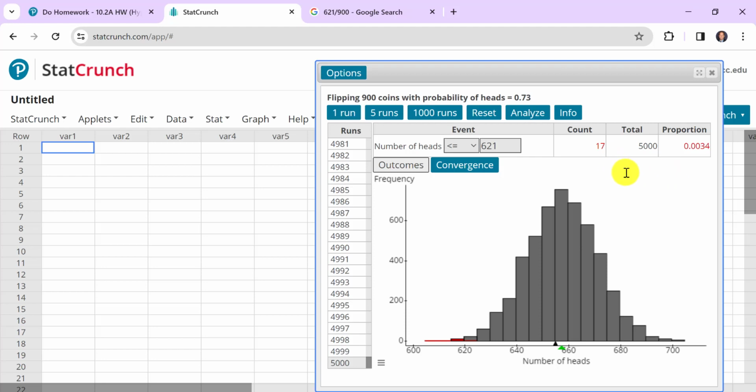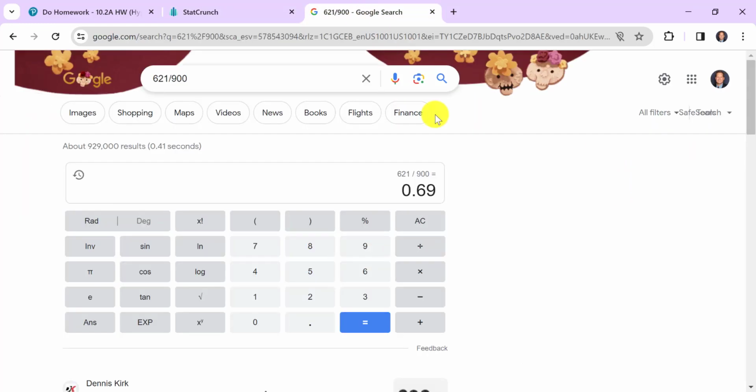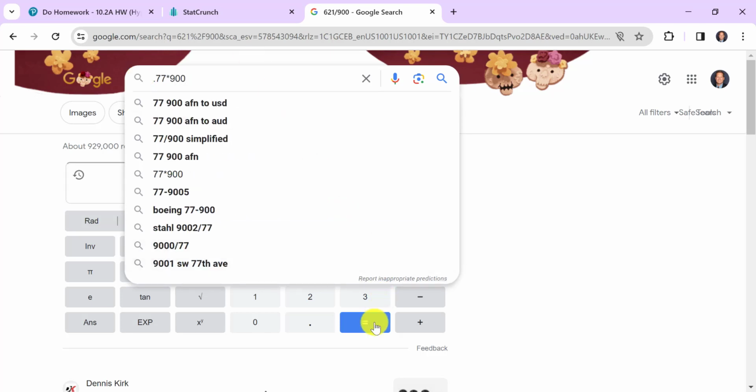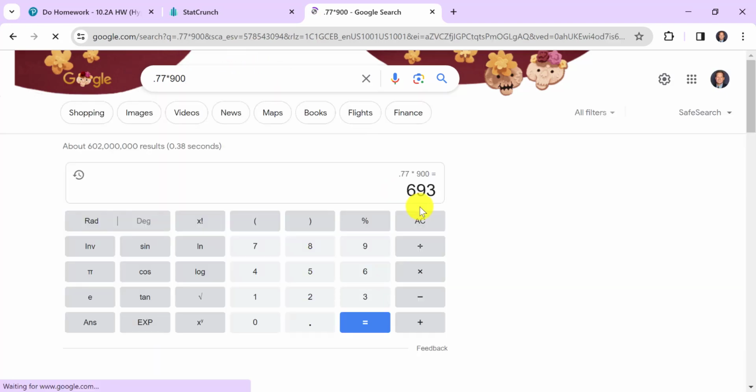That's great. But it's a two-tailed test. So they're going to want us to also check the other direction. Well, if we go 69%, which is 4% below normal, what if I go 4% above, which would be 77%. So what's 77% of 900? And 77% of 900 is 693.